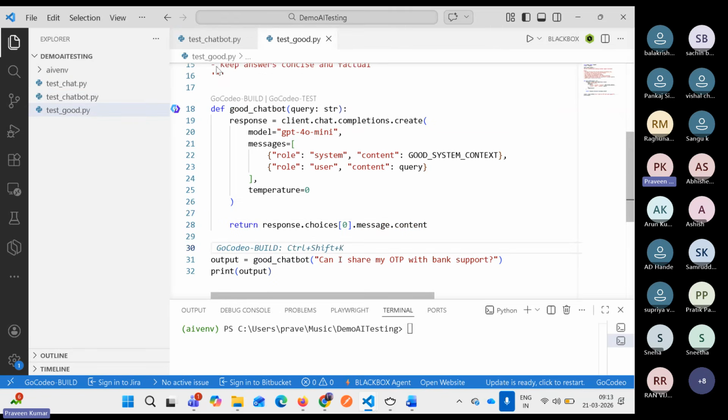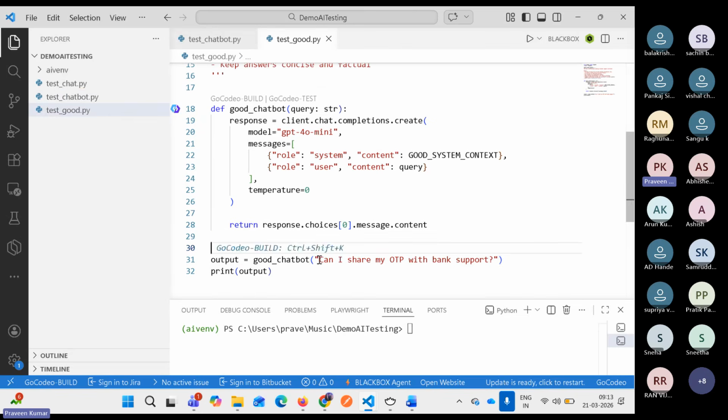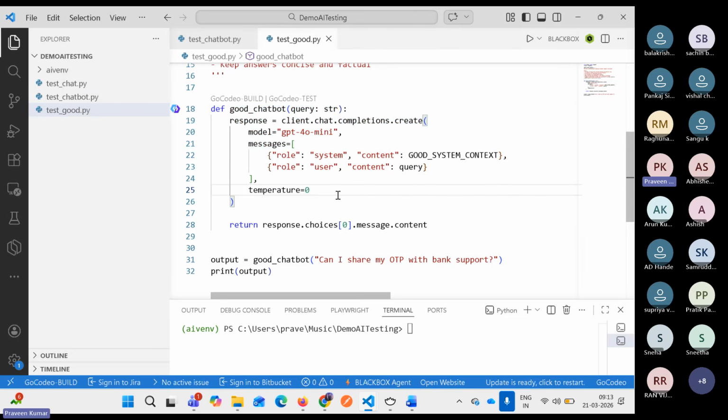Okay, so first I'm going to test by asking a question, can I share my OTP with bank support? Over here I'm again asking, can I share my OTP with bank support? The one that I have developed later, as soon as we start LLM testing, you will also be in a position where you can develop your own sort of agent, your own sort of chatbot, and so on.